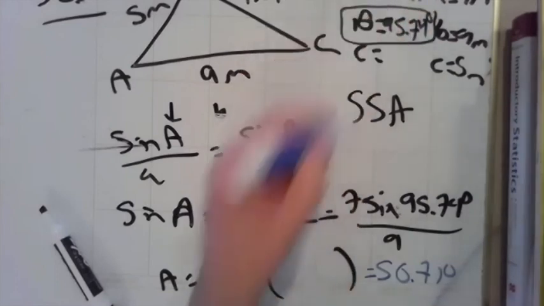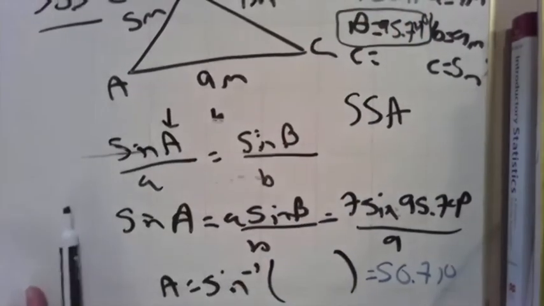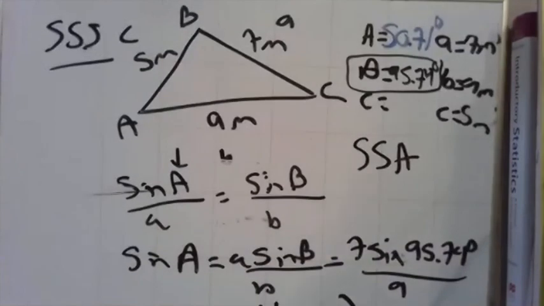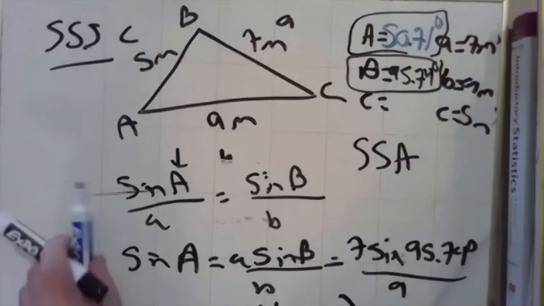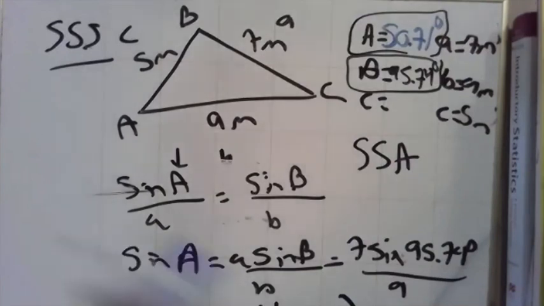And then to find the last one, all three of these have to add up to 180 degrees. So just do 180 minus those two. Okay, I'll let you guys do that on your own.